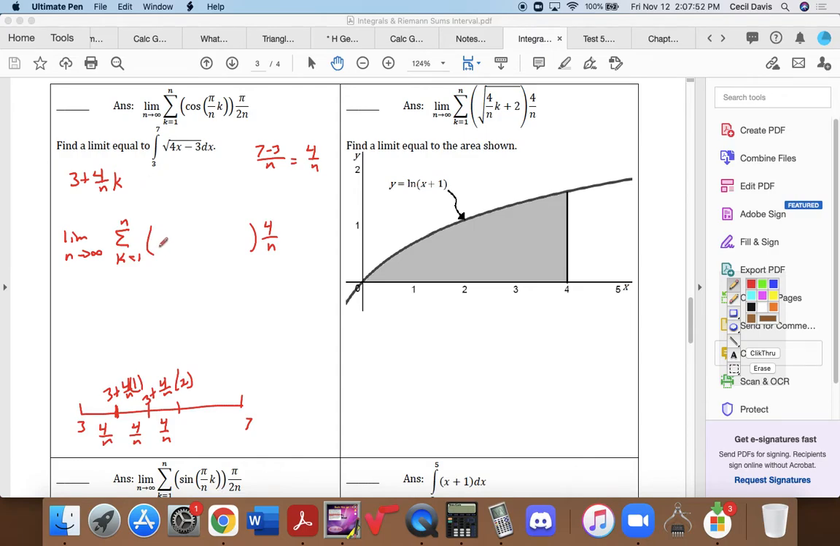So this is going to be the square root of 4 times 3 plus 4 over n times k minus 3.